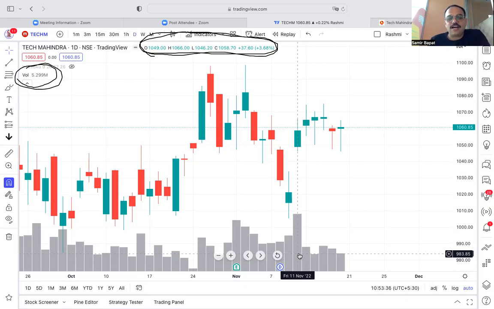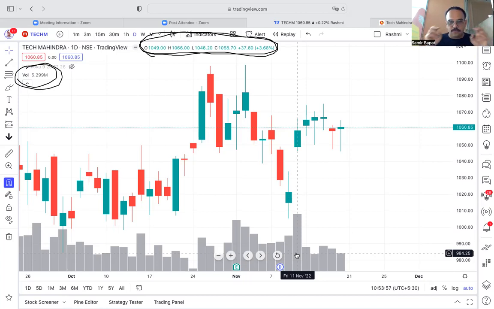Okay. So in volume, when I'm saying volume, it's not about the music system. It's about the number of shares traded. So we have to do the relative study. This is what I have laid the foundation. Till here, it's all foundation, what we have created.